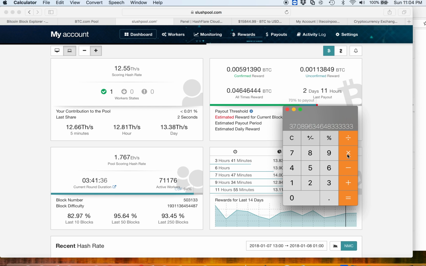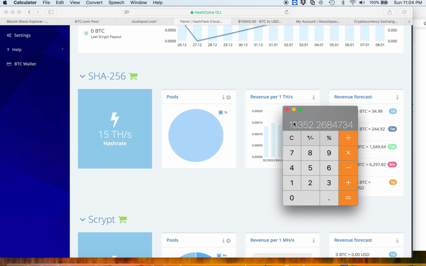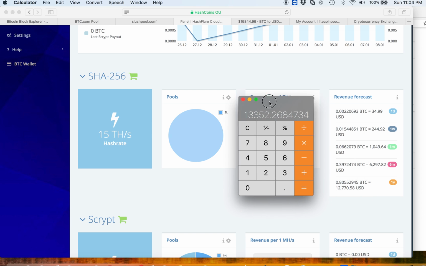So if you multiply this by 30, then that will be 1,112.68. And if you multiply that by 12 for 12 months, that's 13,352.26. Now let's look at the Hashflare. Okay, so for Hashflare, I'm averaging right now around $34.99, which is pretty close to the $37 that we have on mining with the Antminer S9.